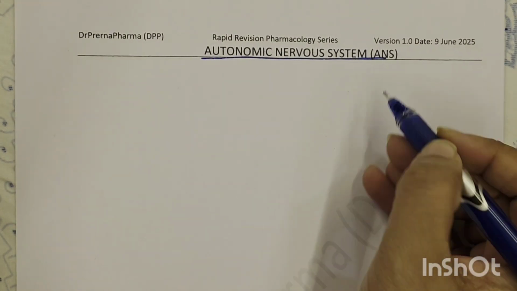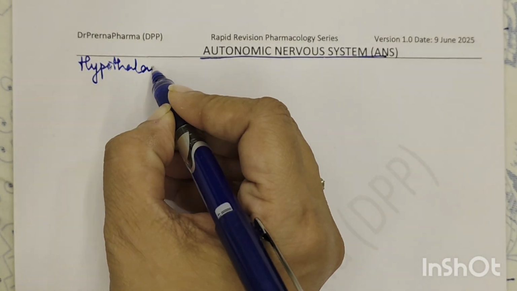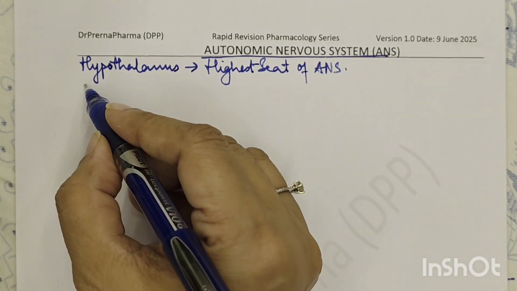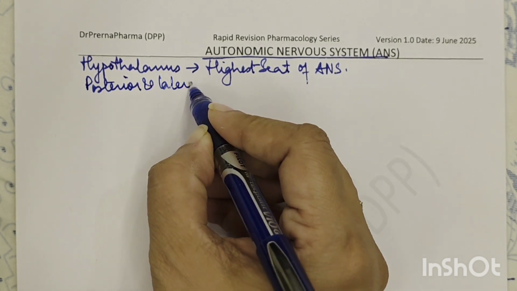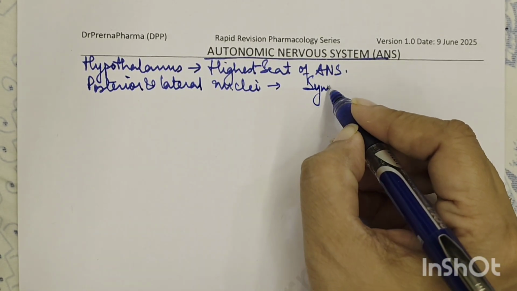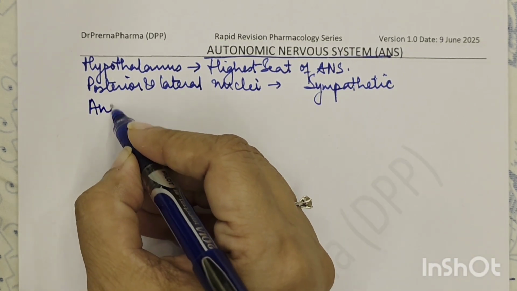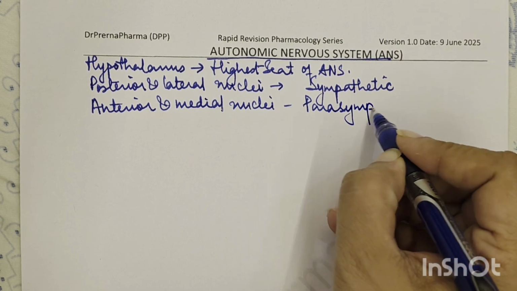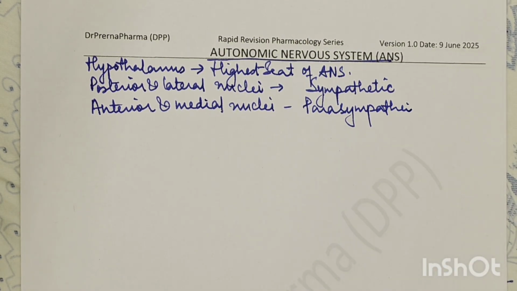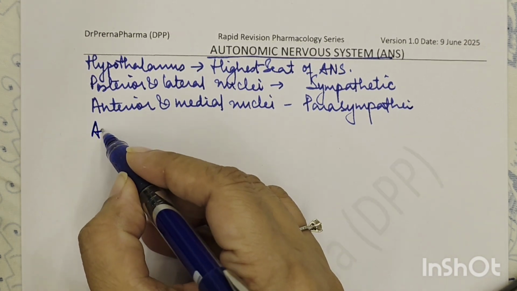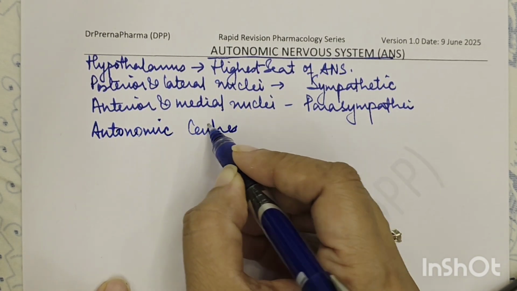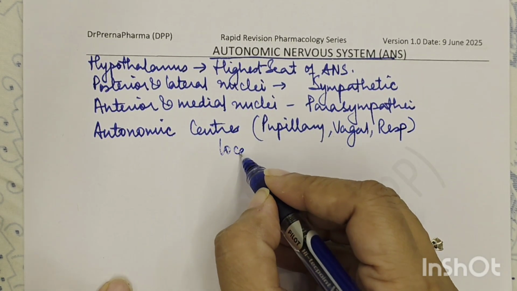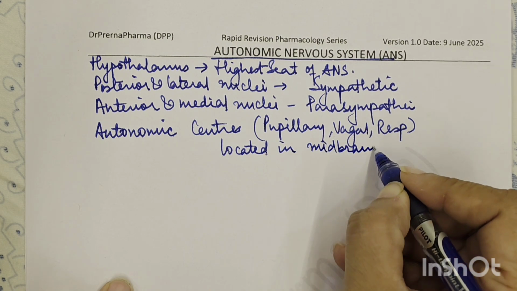In this video we are going to start with ANS, the Autonomic Nervous System. Starting with this, the hypothalamus is the highest seat of ANS regulating functions. In the hypothalamus, the posterior and lateral nuclei manage the sympathetic system, and the anterior and medial nuclei manage the parasympathetic system. Also remember the autonomic centers in the brain which control the pupillary, the vagal and the respiratory functions are located in the midbrain and medulla.